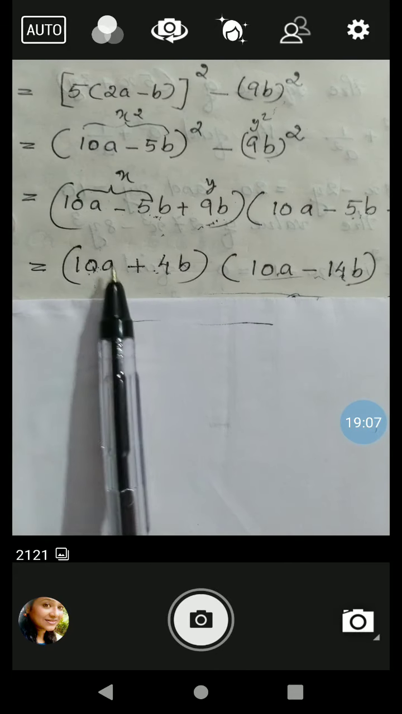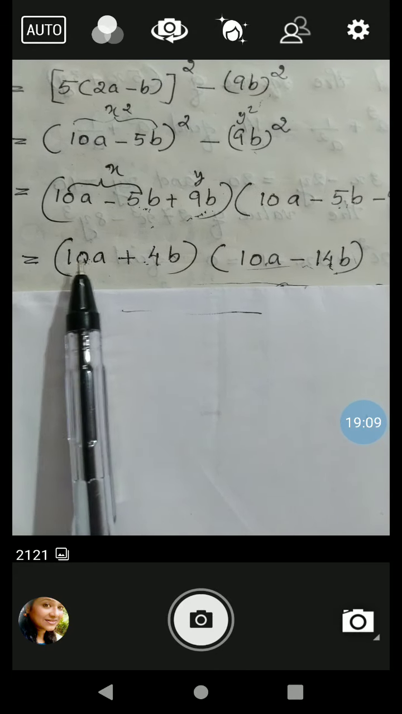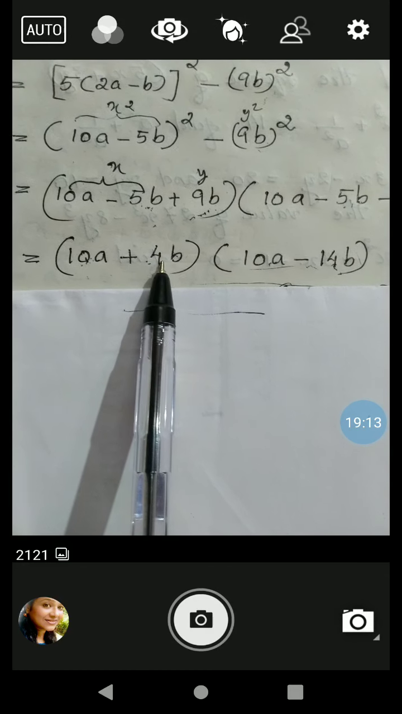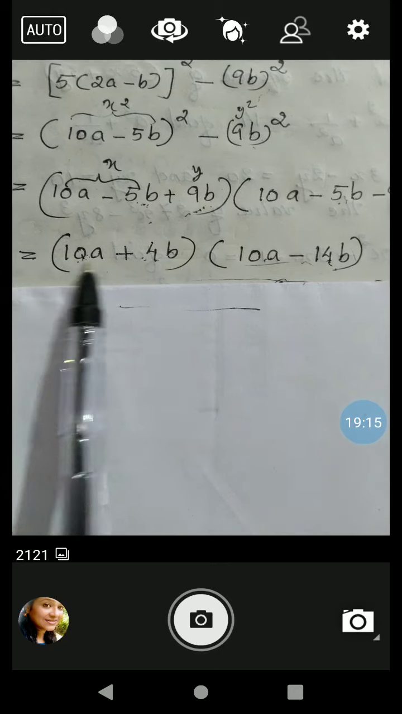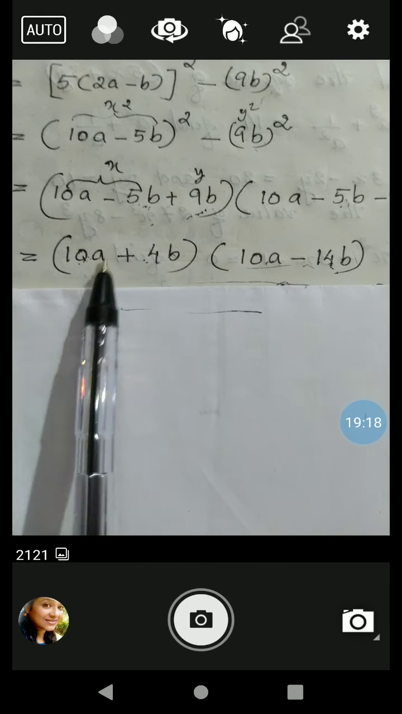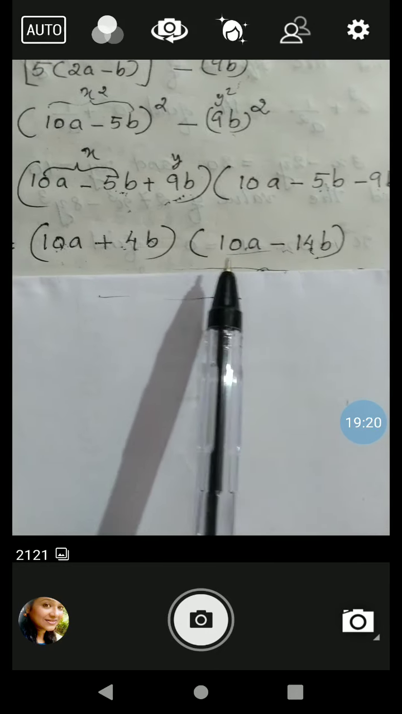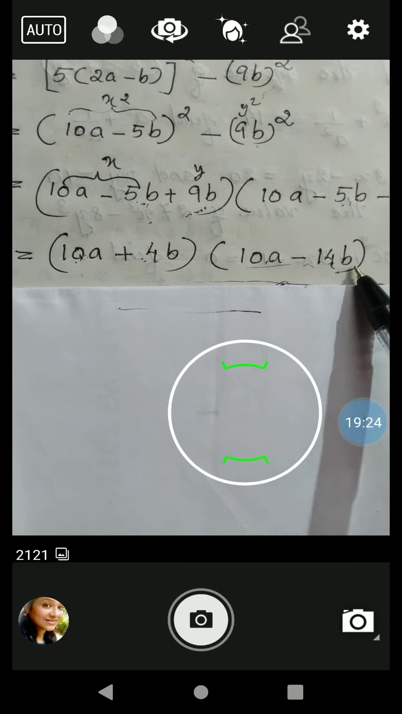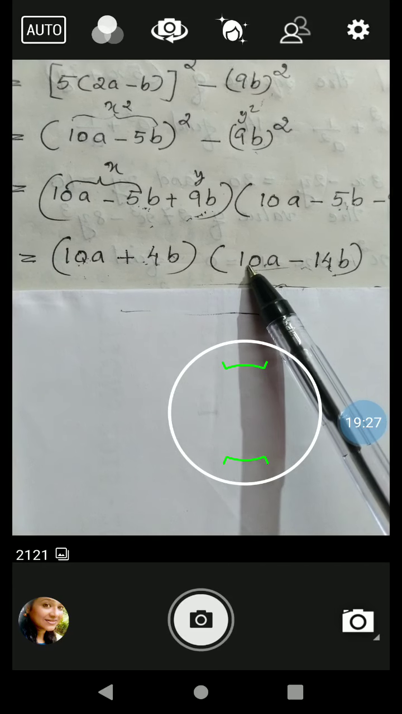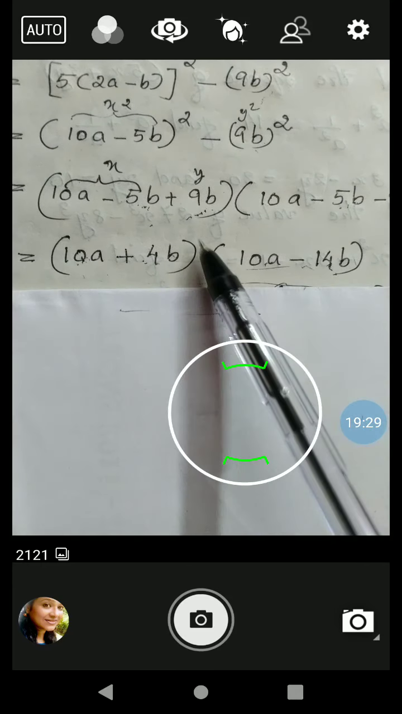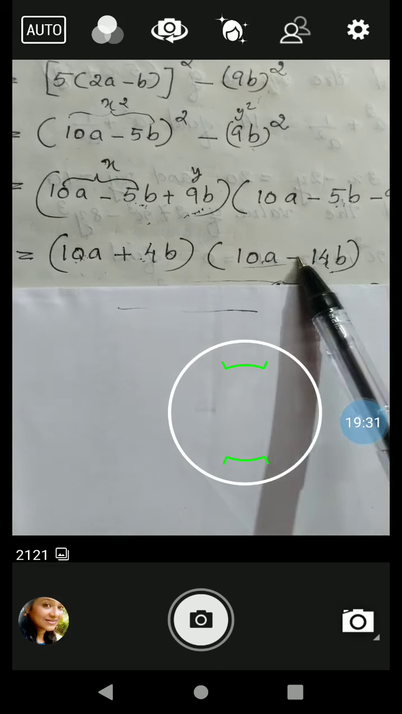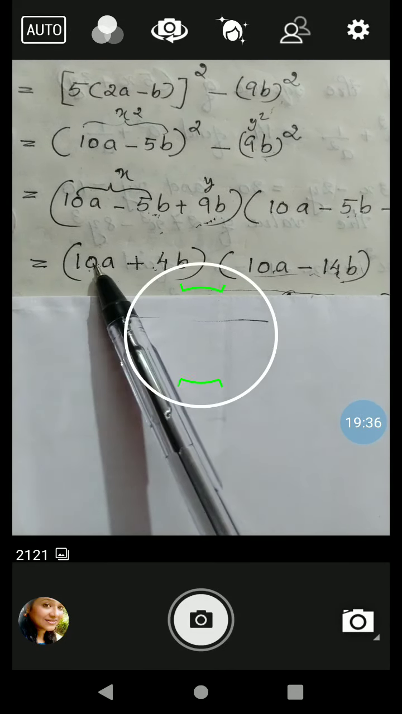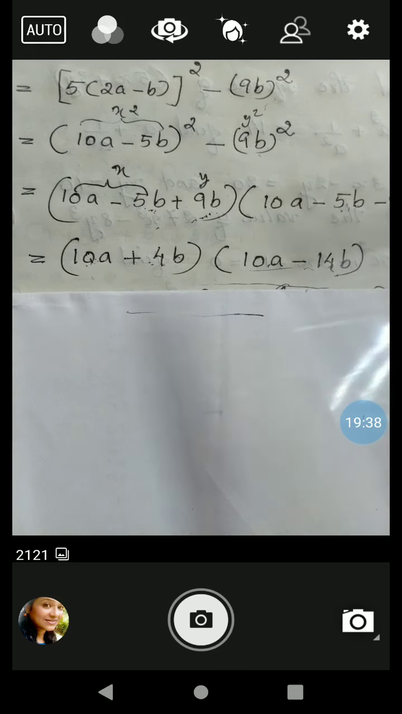Again we can see a common factor here. 2 is common, no? 10 and 4. There is one common factor 2. So we can take that 2 outside. At the same time, here also, again one more common factor, that is 2. 10a, 14b. If you take 2 outside, you will get 5a minus 7b. Here when you take 2 outside, you will get 5a plus 2b. Okay, right?